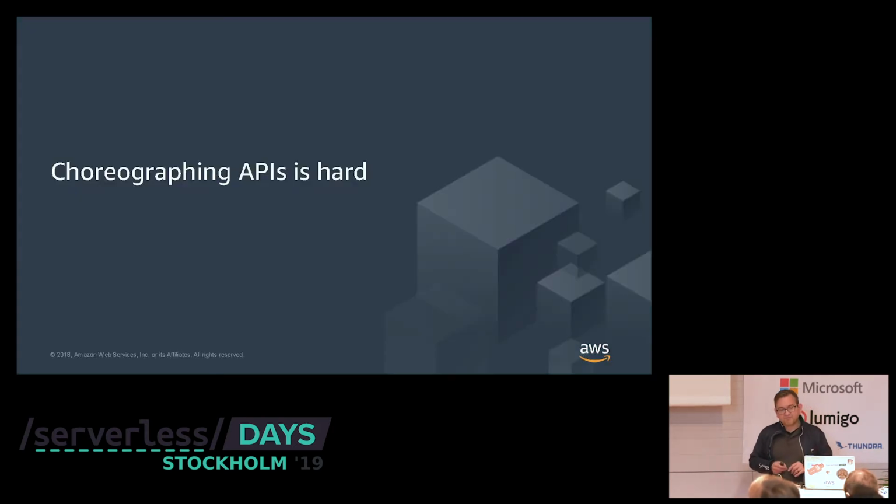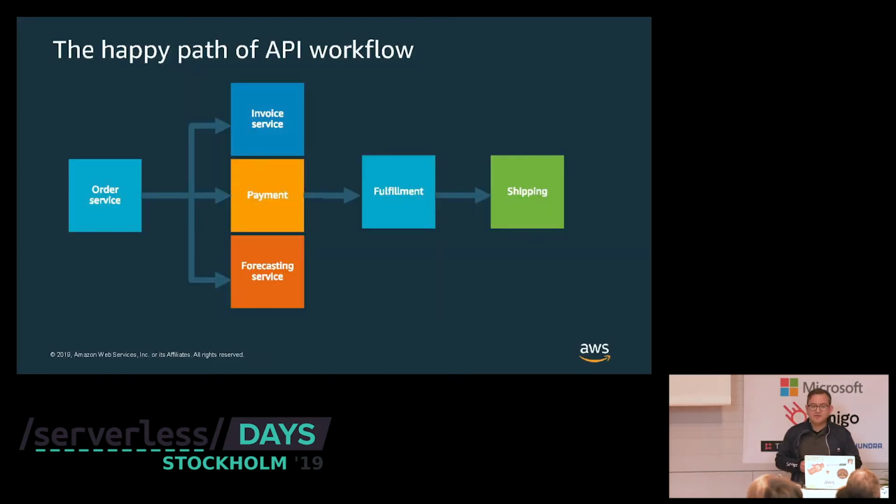Here's the second problem. As APIs develop into complex workflows, it can be very difficult to make sure that each service has the right state. Let me explain. We talked about the happy path earlier, but here's another one for you. Here's a simple e-commerce application. In this happy path, the order service receives an order, and it will trigger the invoice service, and then maybe the payment gateway and a forecasting service.